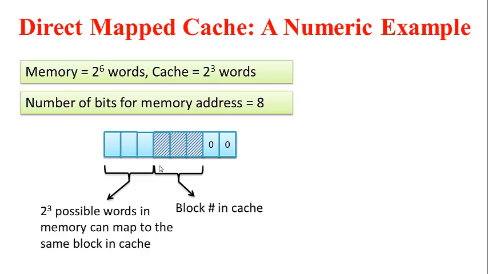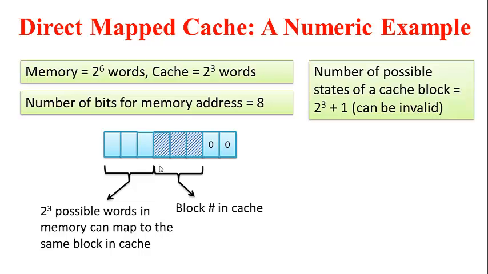The next 3 bits represent the fact that there are 2 power 3 possible words in memory which can all map to the same block in cache. So any of these possible 8 words can be there in each particular cache location. Given this, what do you think is going to be the number of possible states of a cache block? The number of states is going to be 2 power 3 plus 1. This is because a cache block can have one of 8 possible words from memory, or it can be invalid.